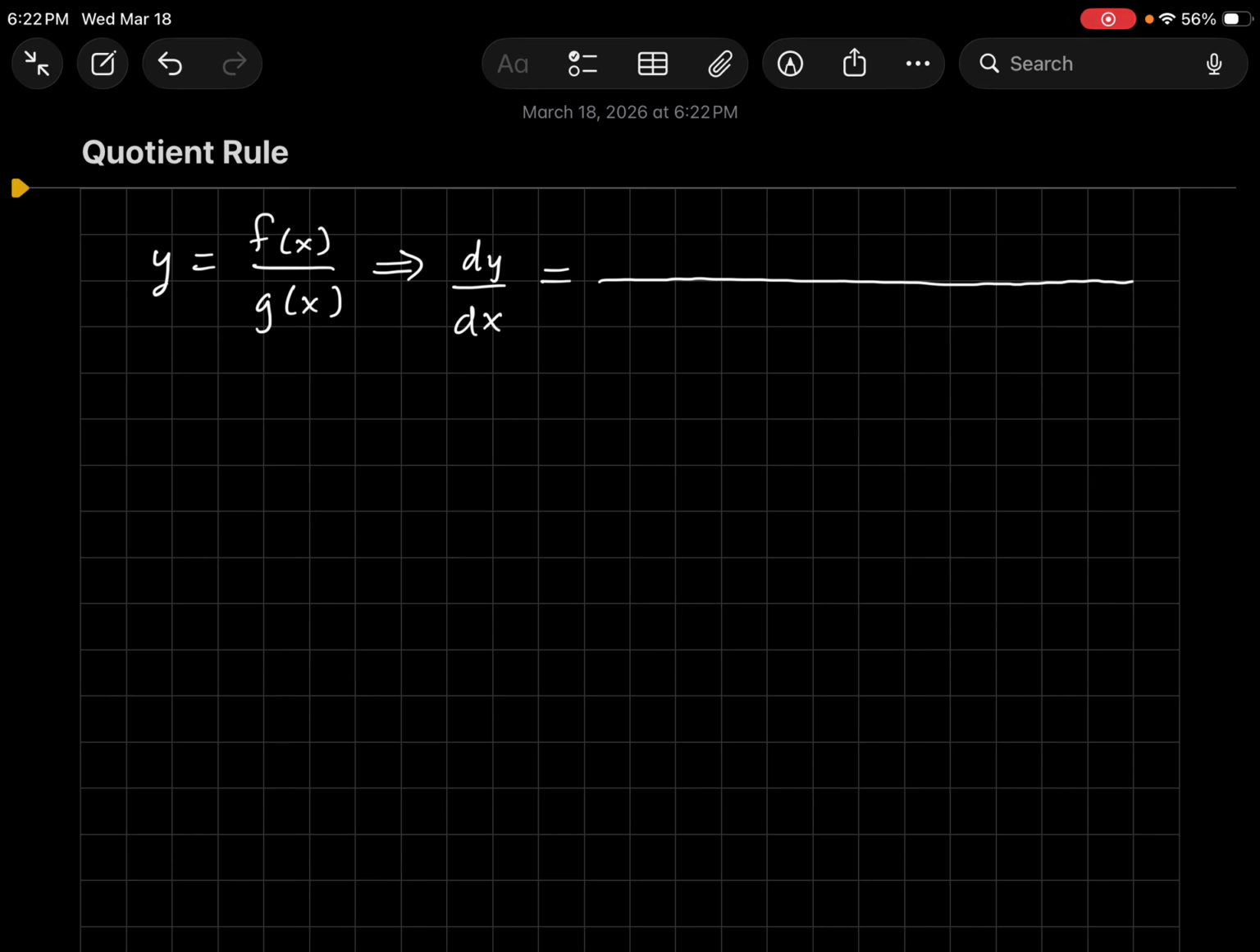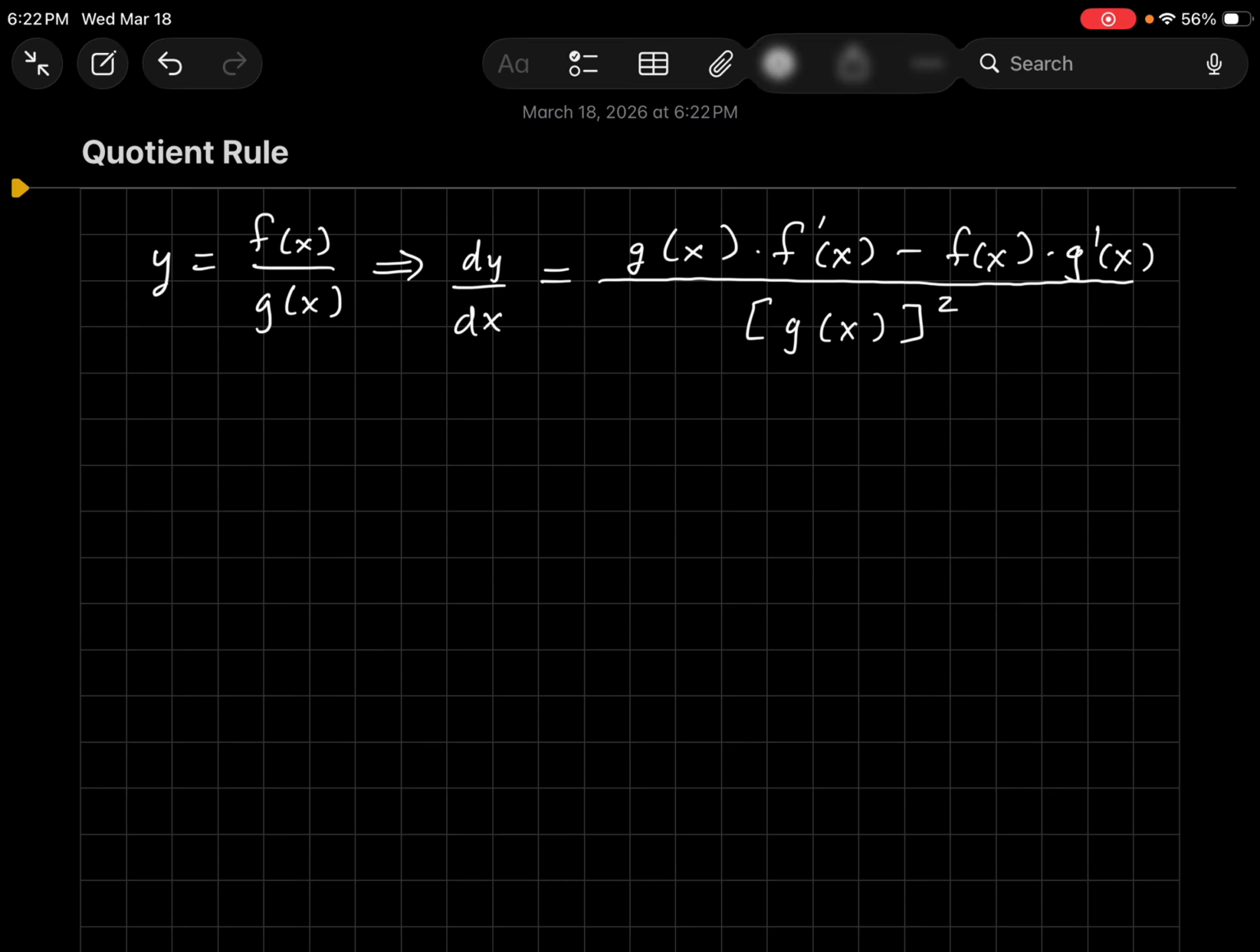When I say bottom and top, I'm referring to the original bottom and original top. So I start by squaring the bottom, giving me g of x squared. Then I bring that bottom up, the original, leave it alone times the derivative of the top, minus, I leave the top alone, times the derivative of the bottom. So this is the quotient rule for derivatives.